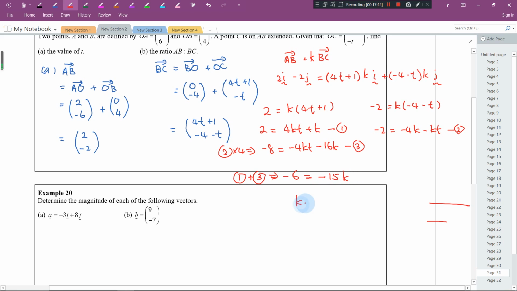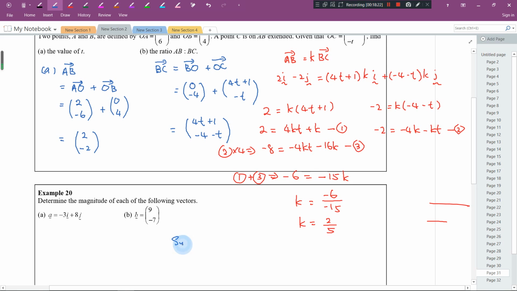Okay, so I want to get the k first. So k is equal to negative 6 divided by negative 15, which will give you 2 over, oh sorry, divided by 3, divided by 3, should be 2 over 5. But this is not the final answer yet, because the question is asking about t, right? So now we are going to use this value, plug in, which one you can plug in, the first one or second one, to get the value of t.